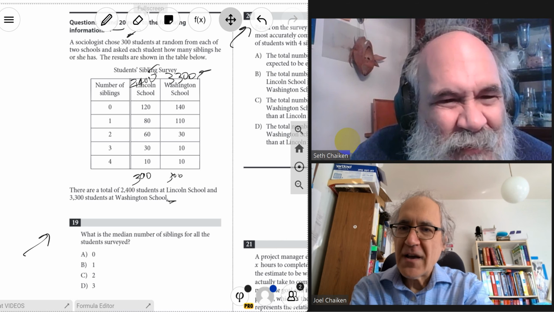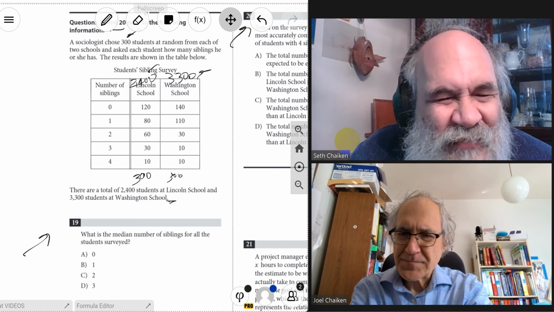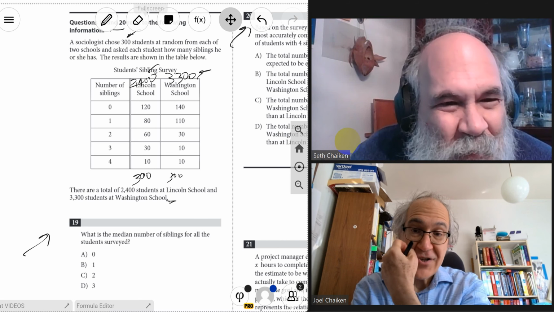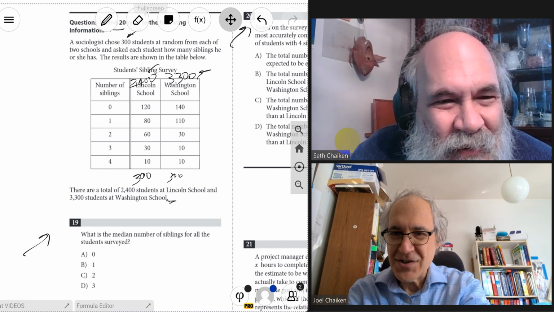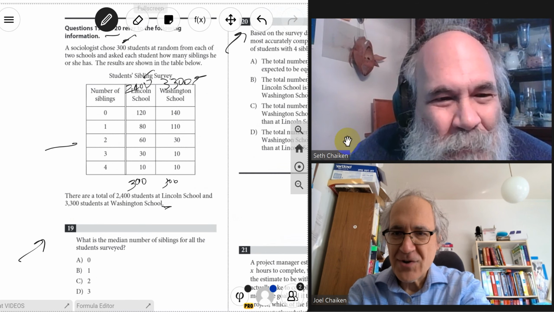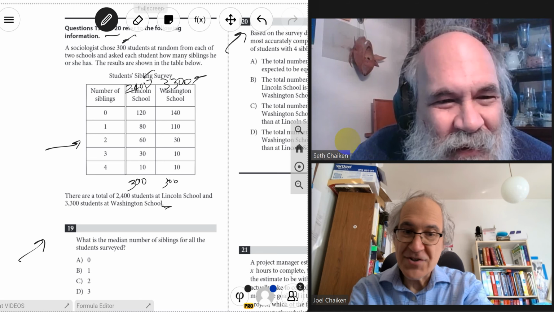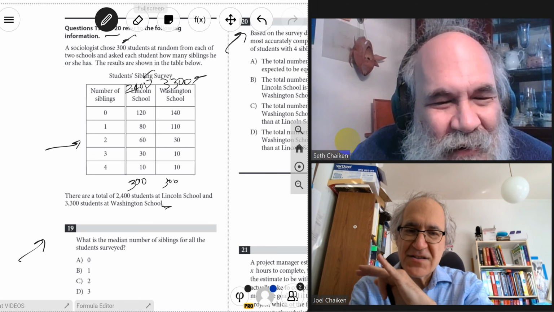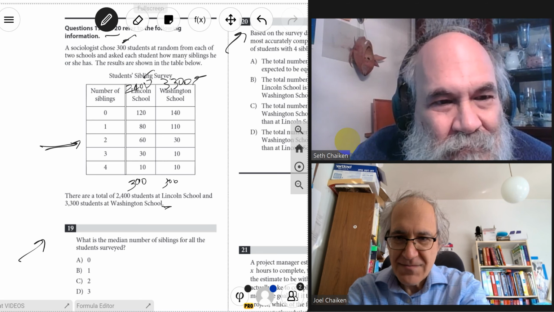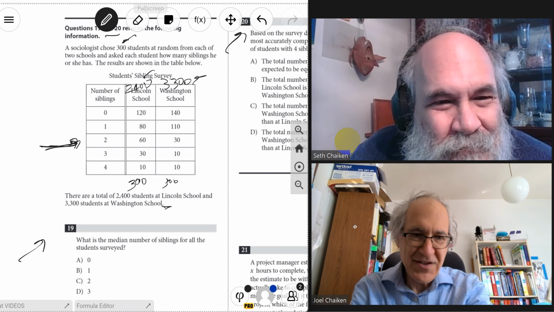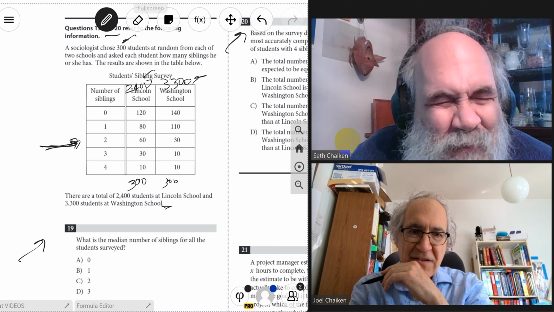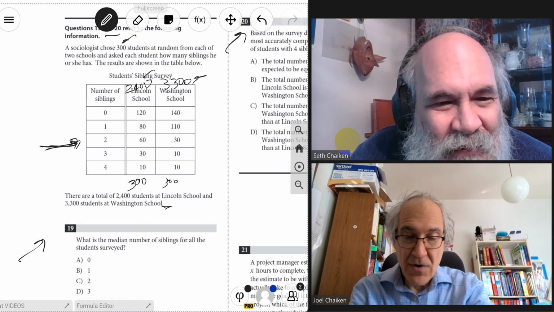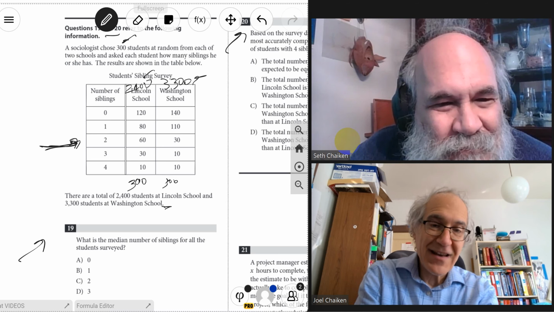Oh, my goodness. For all the students surveyed. Oh, wow. Okay, so one thing. If you answer this question and you say 2, then you should know when you have a table question, you never answer a table question in 2 seconds or less. This is a trick. A lot of people are going to say 2 because it's clearly the median. So whenever you do a table question, if you're answering the question in 2 seconds or less, you're probably doing it wrong. They can make a trick.